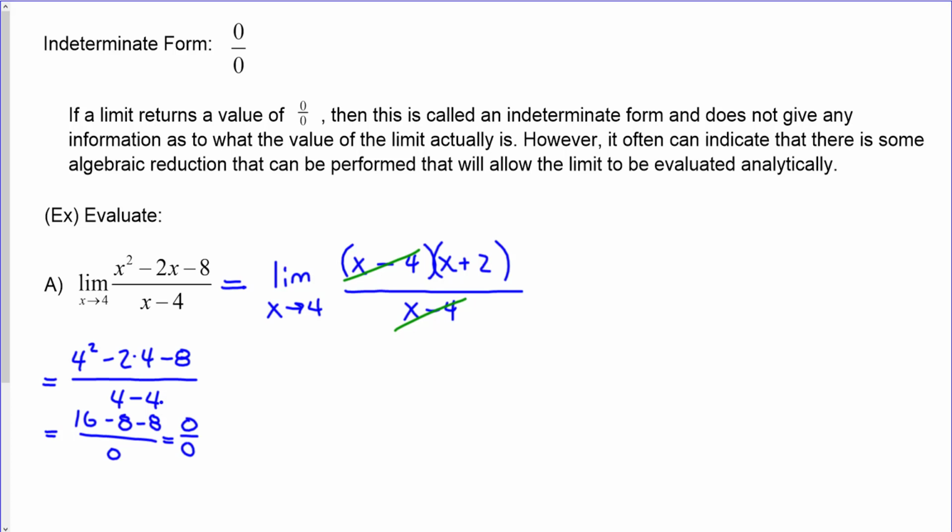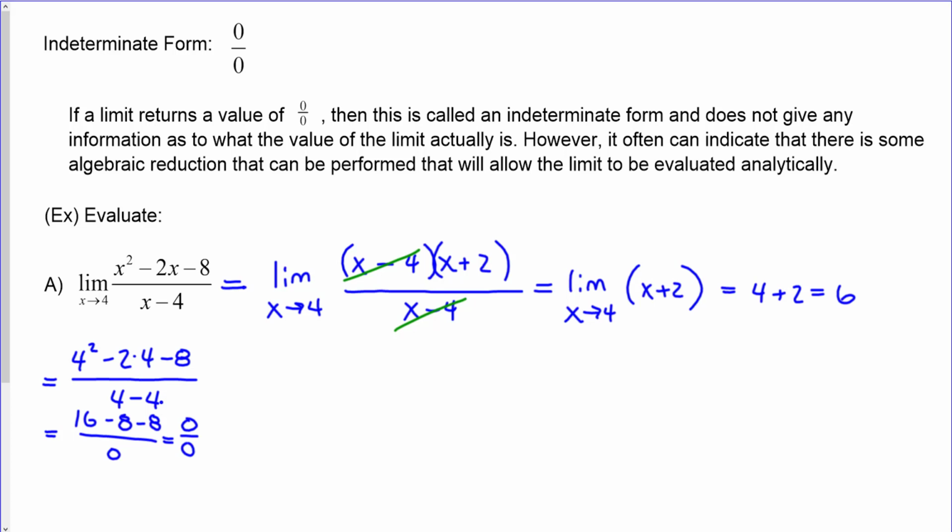Now that leaves me with the limit as x approaches 4 of x plus 2, a seemingly new function. And what's important about this function is I can plug in 4, and it would be 4 plus 2, which would give me 6. And now I have a real number as an answer, so I have evaluated this limit even still without using a table or a graph.